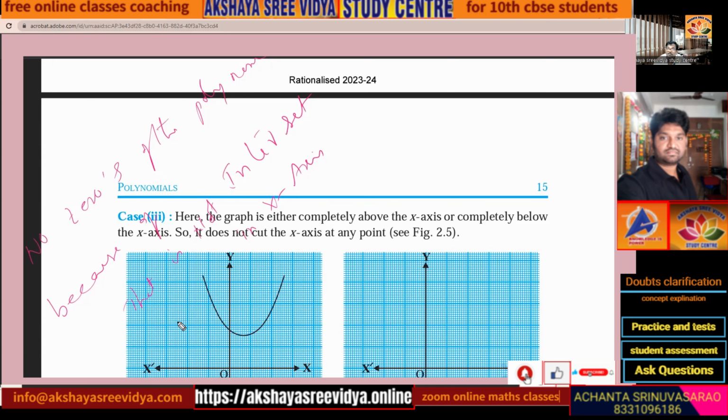This is also no zeros here. Here also no zeros, because it does not intersect the x-axis. This is also not intersecting the x-axis. Okay.